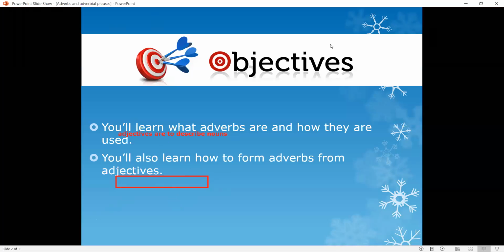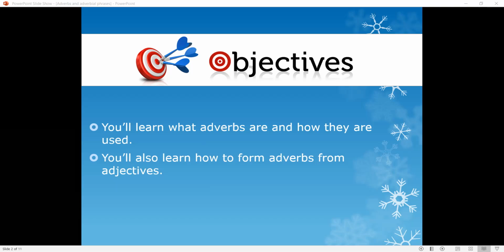Let's take a look at the objectives of this lesson. The first thing you will learn is what adverbs are and how they are used. So what are they and how to use them? You will also learn how to form adverbs from adjectives.